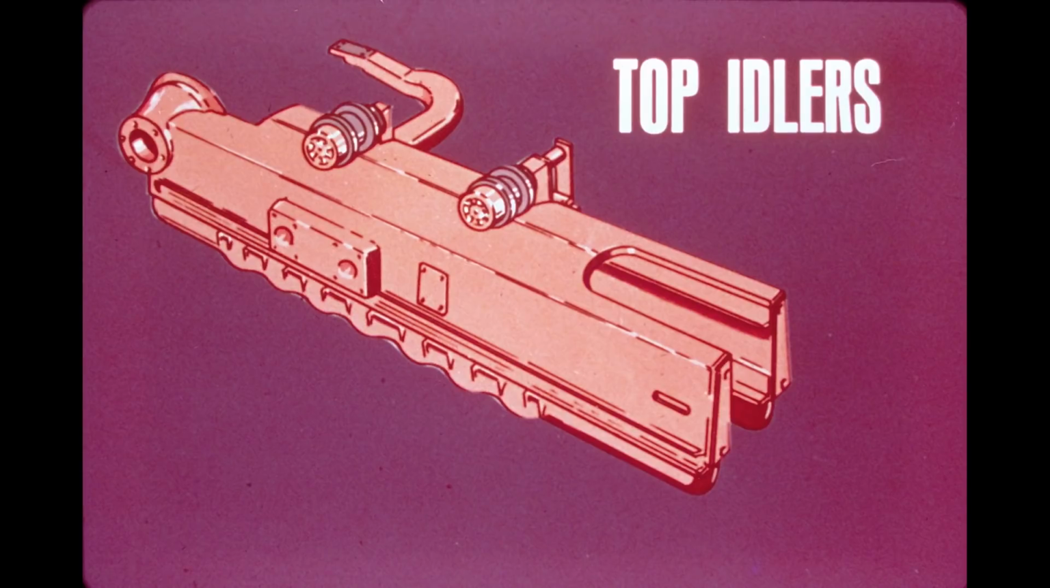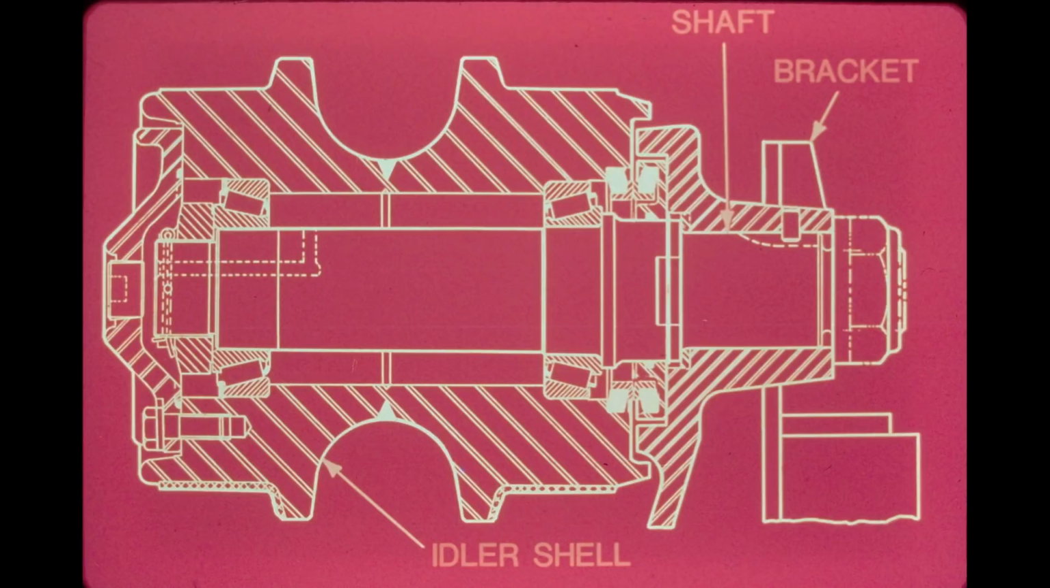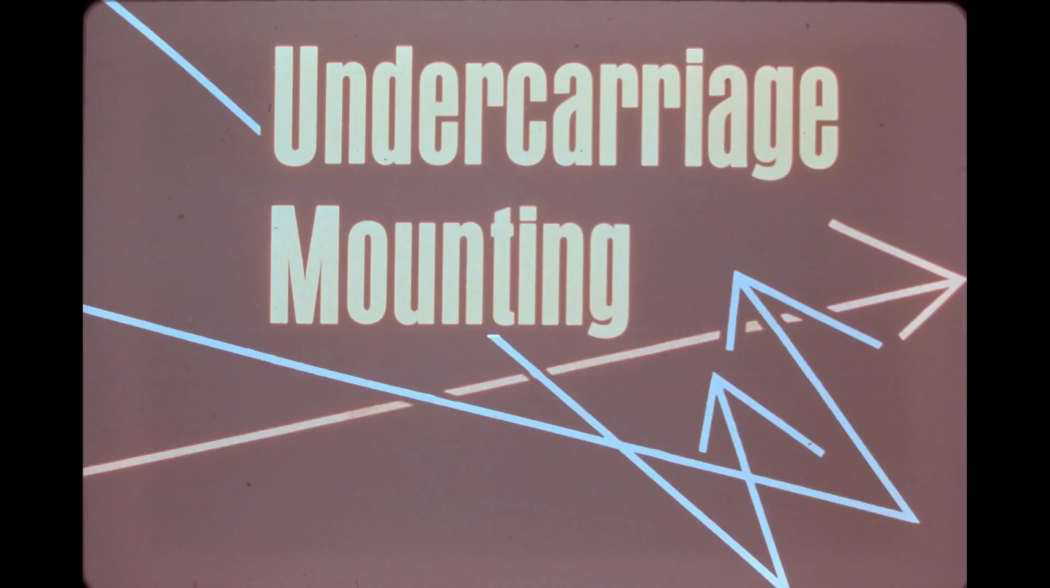The top idlers support the upper portion of the track between the front idler and sprocket. The idlers are heat-treated steel forgings and are supported by a bracket which is welded to the track frame. The idler shaft is bolted to the bracket, and the idler is then installed on the shaft with bearings.